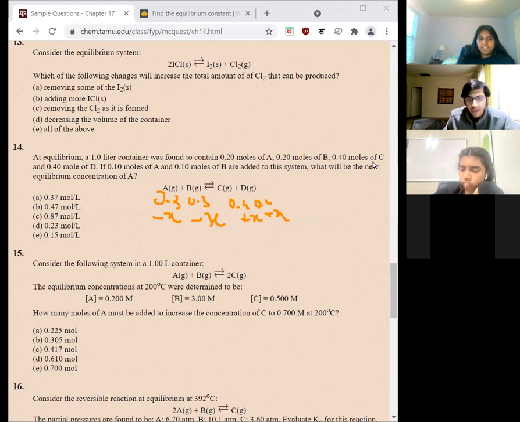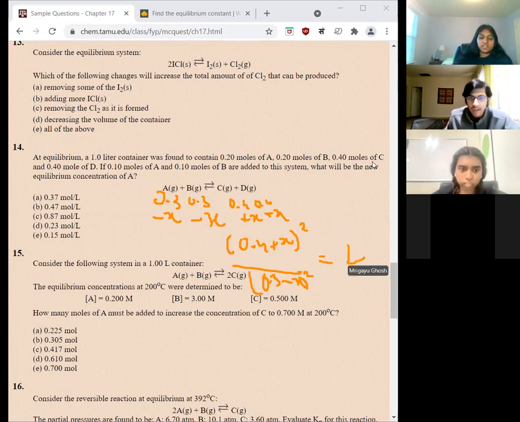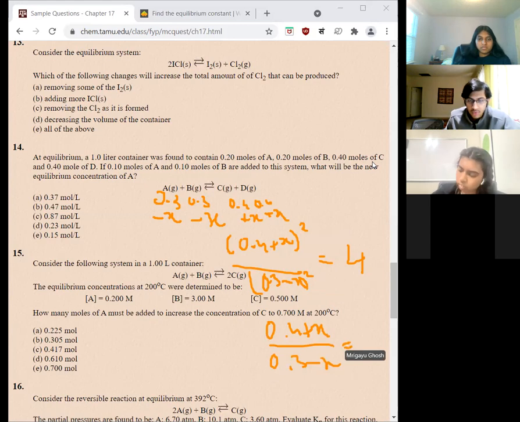You add these together. For the sake of space, I'm not going to write it out. Then you'll have 0.4 plus x squared over 0.3 minus x squared. So it was a rice table after all. Yeah, using the initial condition, and we found that Kc was 4, right? So now we can take the square root to get rid of these squares, and you'll get 2. You have 0.4 plus x over 0.3 minus x equals 2. Now it's a matter of algebra.